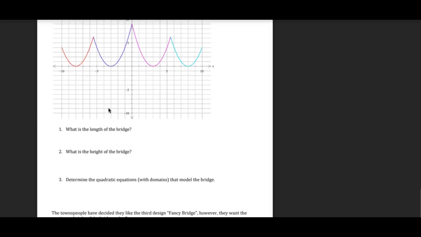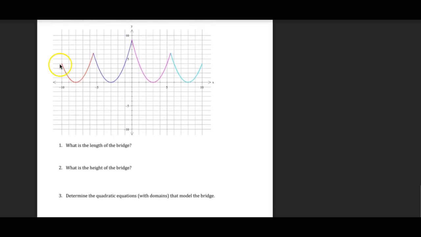Determine the quadratic equations with domains that model this bridge. Okay, I'm not going to do every single one of them because it's going to take us a while, but I might just do the pink one just because you do need to know how to get an equation from a graph. So the turning point for this one here, we're going up by 1, so 1, 2, 3. So that's at 3, 0. And we just need another point to get our equation. So we know this point here is 0, 9.